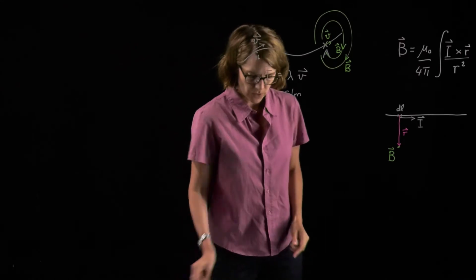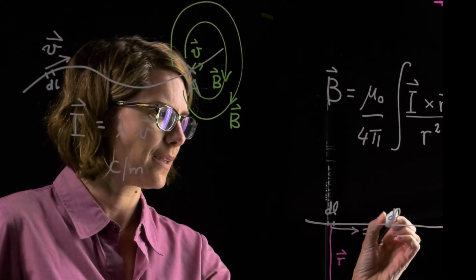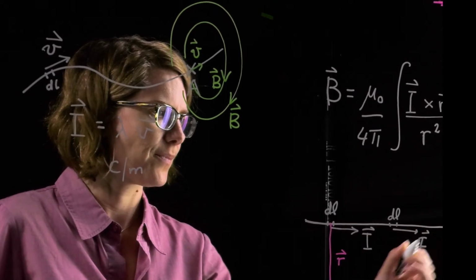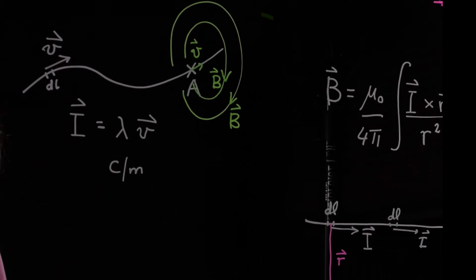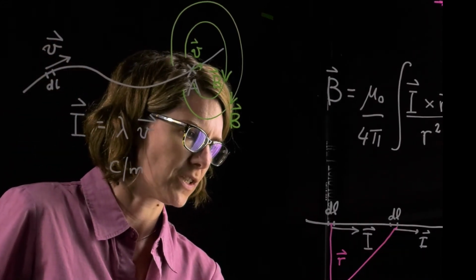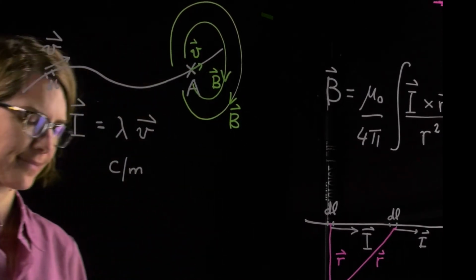And we move along the wire. Here's another dl here, we take the current, and then we take the cross product with the position vector, which is now quite different.